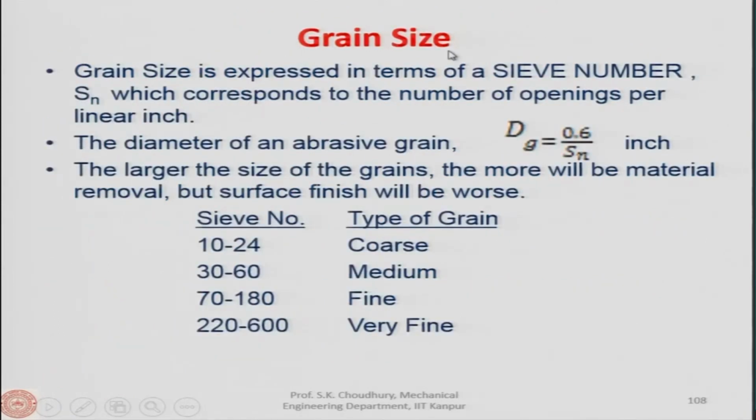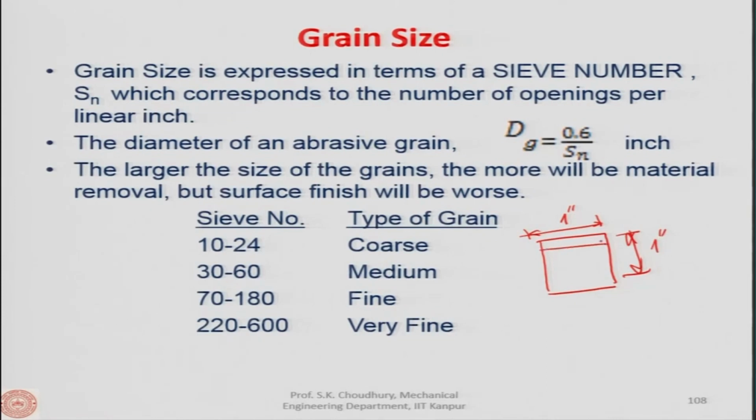Regarding the grain size, that means how we are defining the performance of the grinding wheel depending on the grain size is the following. Grain size is expressed in terms of the sieve number, Sn, which corresponds to the number of openings per linear inch. What does it mean is the following, just imagine that if you have an opening which is 1 inch by 1 inch, let us say this is a square. This is 1 inch and this is 1 inch.